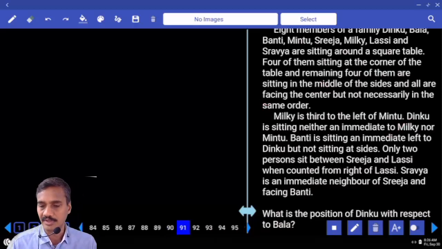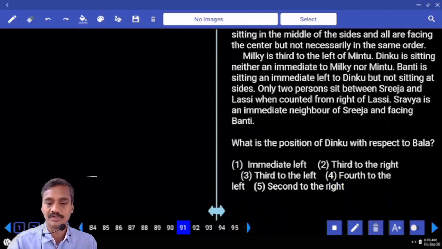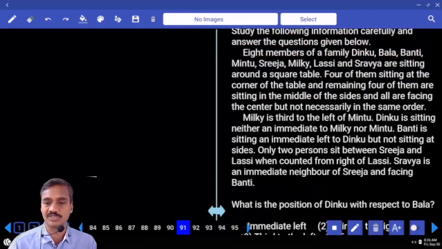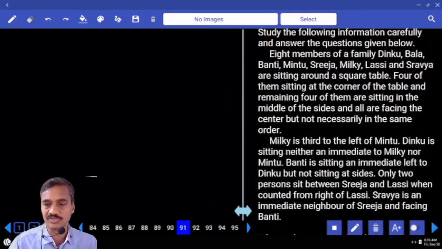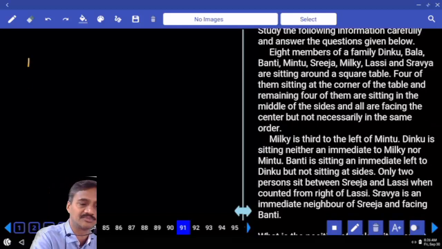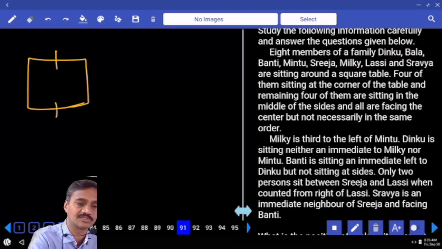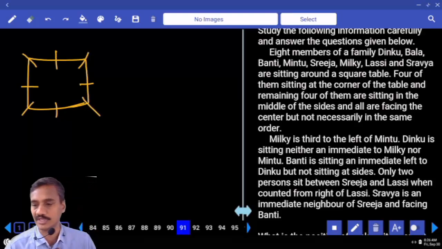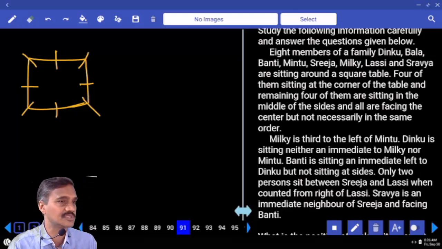Then 91 to 95. Now in this 91 to 95 it is based on square table. Now in this one square table how many persons are there? There are some 8 persons. Now these 8 persons, 4 persons are at the corners and 4 at the center. And here all the persons are facing towards one direction. All are facing the center.